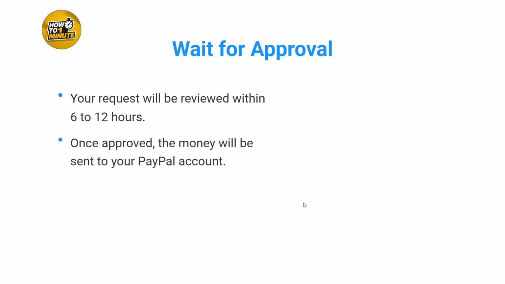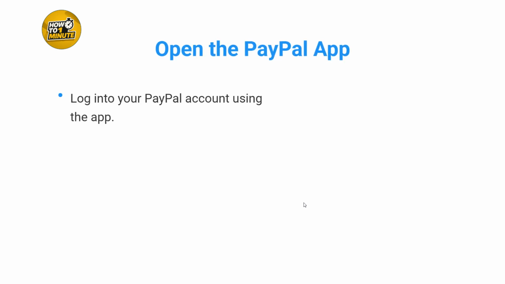After confirming, your request will be reviewed. This usually takes between 6 to 12 hours. Once approved, the money will be sent to your PayPal account. Now, open your PayPal app and log into your account.